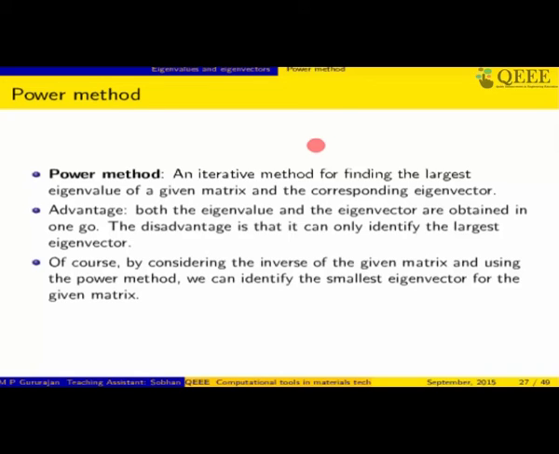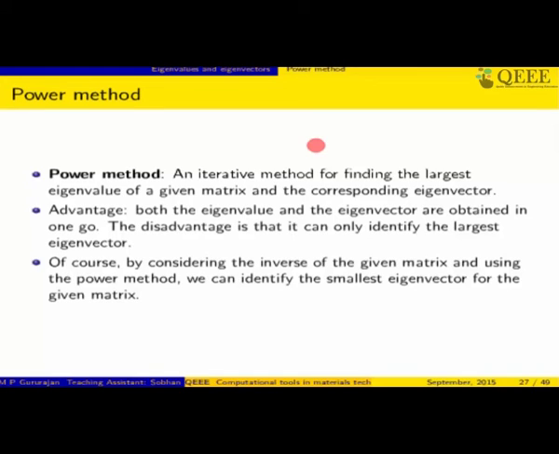So you take some initial guess, and then you keep on iterating, and then you end up with the eigenvalue as well as the eigenvector. So even though it is disadvantageous in this sense that it can only give you the largest eigenvalue, because it also gives the eigenvector, it's a good method that you can sometimes use. Of course, if you take the inverse of the matrix, then the largest eigenvalue of the inverse matrix is basically the smallest eigenvalue of your current matrix.